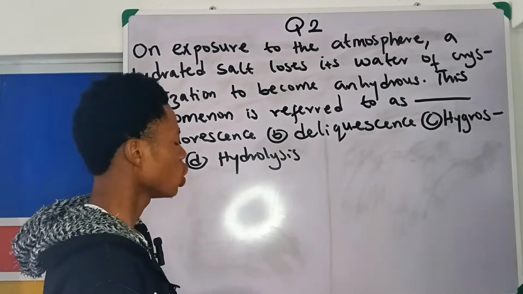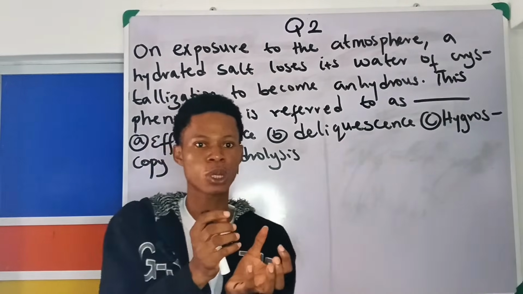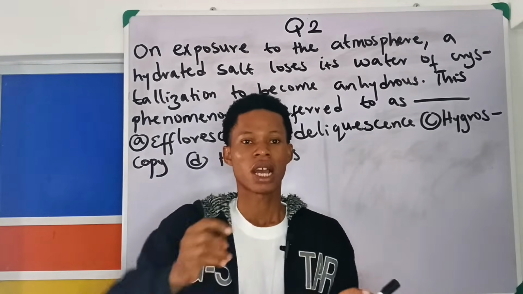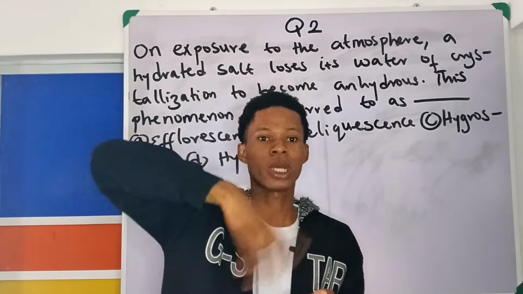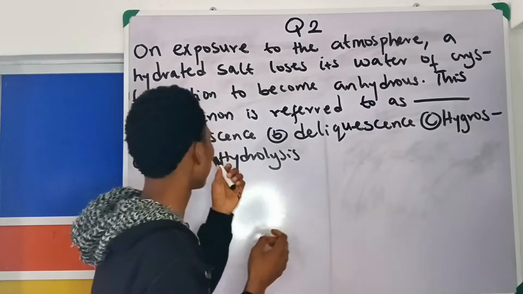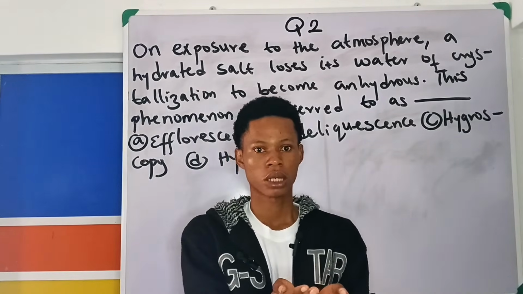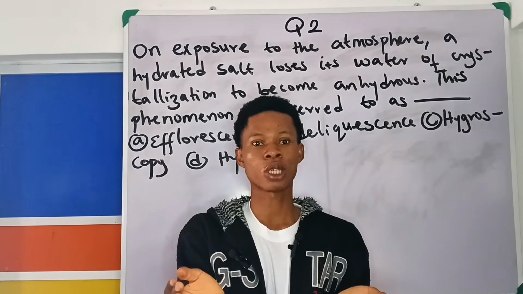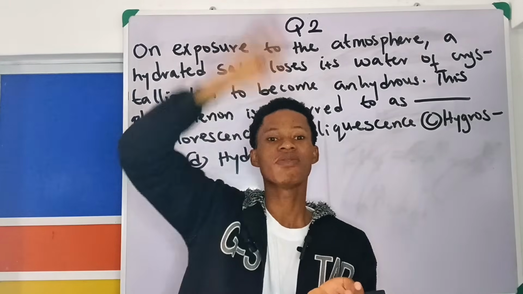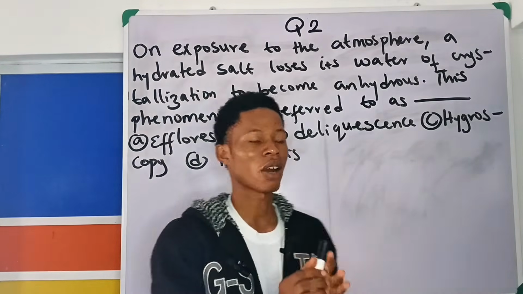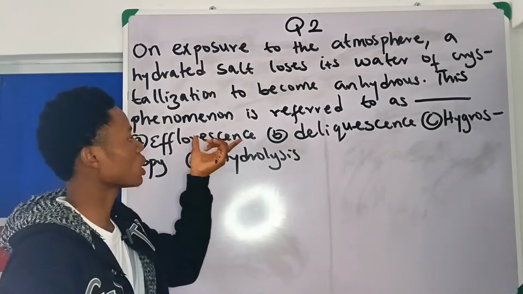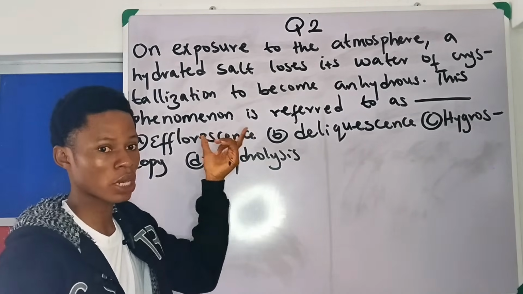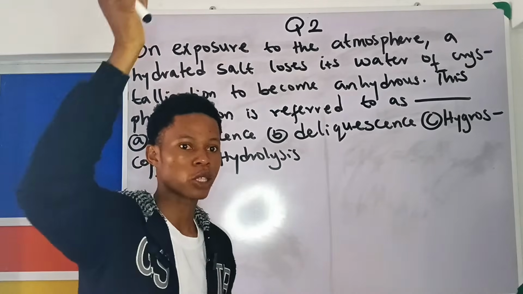Now, efflorescence. If you have a substance that is hydrated, that is, water is with it, and you expose it to the atmosphere, and that water in the substance is lost to the atmosphere, that is called what? Efflorescence. So if I have a substance with water in it, and I expose it to the atmosphere, the water evaporates and leaves the substance. That process is called efflorescence, and any substance that can do that is called an efflorescent substance. Do we get that? Efflo, give out, water is going out.